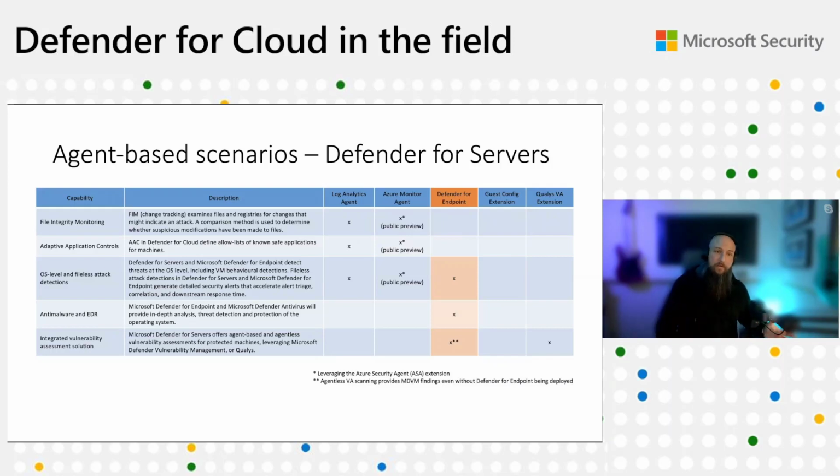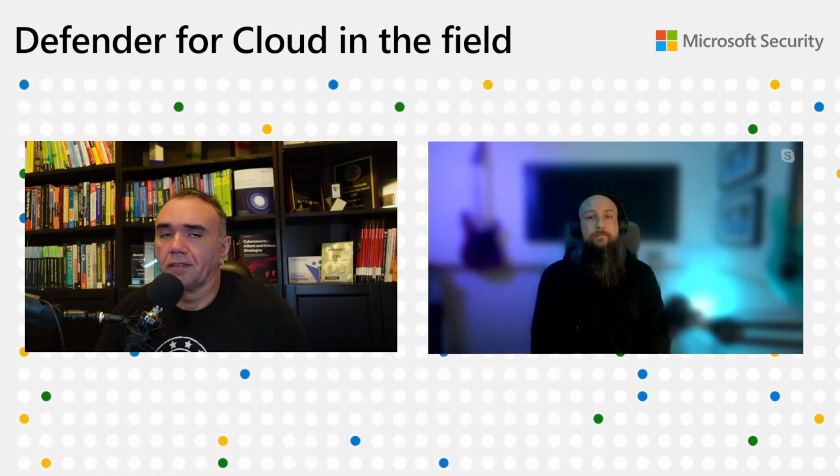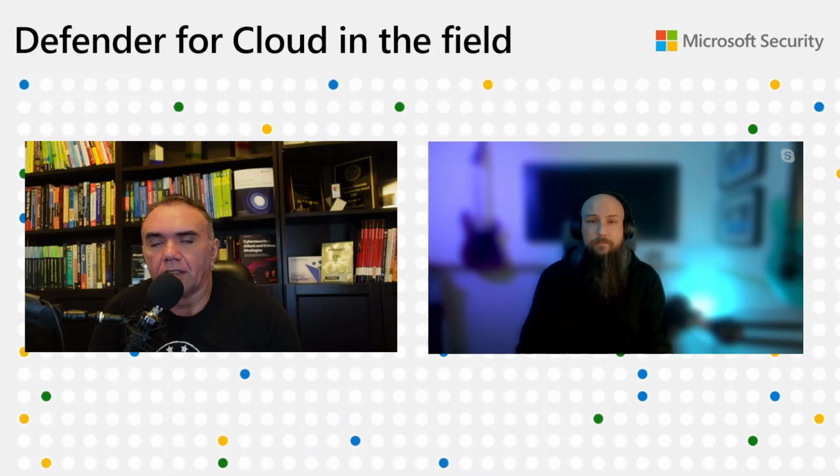So you either use Log Analytics or Azure Monitor Agent. You never use both at the same time with the integration with Defender for Cloud. And then on top of that, you can decide if you want to deploy Defender for Endpoint, if you rather would deploy the Qualys Vulnerability Assessment extension, if you want to use the Microsoft Defender Vulnerability Management agentless scanning capability on top, or in any combination. Yeah, the table definitely facilitates that.